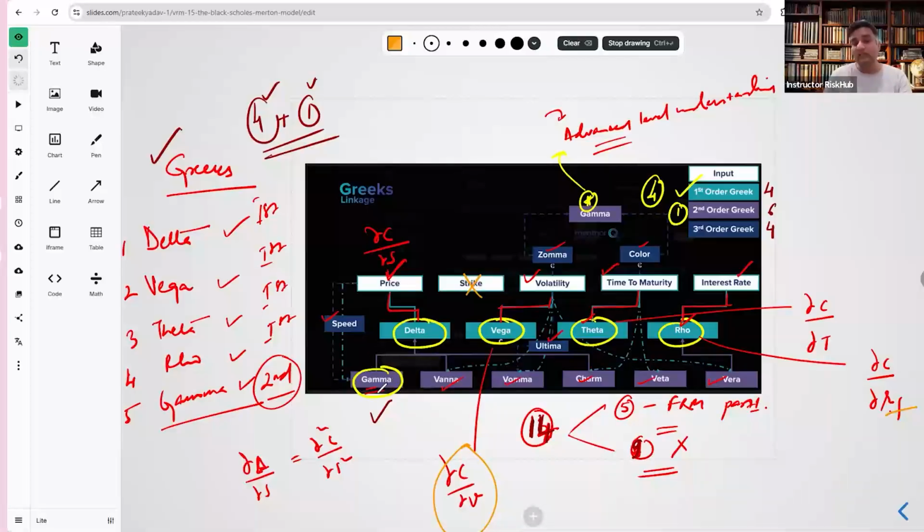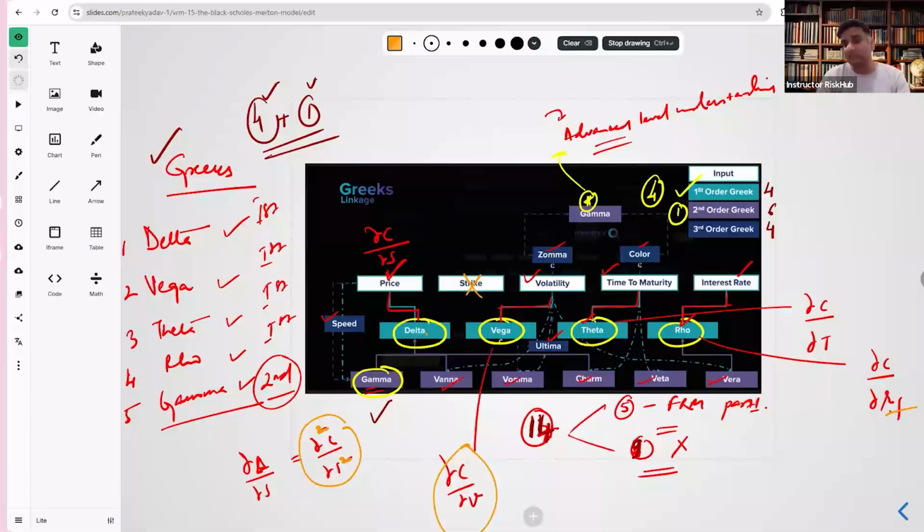And one second order Greek. What is gamma? Gamma is coming from delta. Gamma is telling you the change in delta for change in stock price. Delta itself is change in C, so it becomes a double derivative. Gamma is the only double derivative in your syllabus. Otherwise, delta, Vega, theta, rho are first order Greeks. Gamma is a second order Greek because gamma is change in delta.